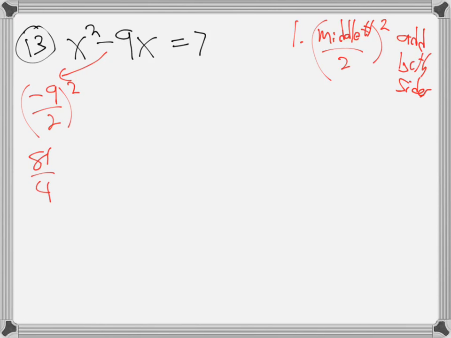Right? Because if you square, now, I could write that out. That means minus 9/2 times minus 9/2, that's what the 2 power means. It means 2 of them, huh? And negative times negative is positive, and 9 times 9 is 81, 2 times 2 is 4.